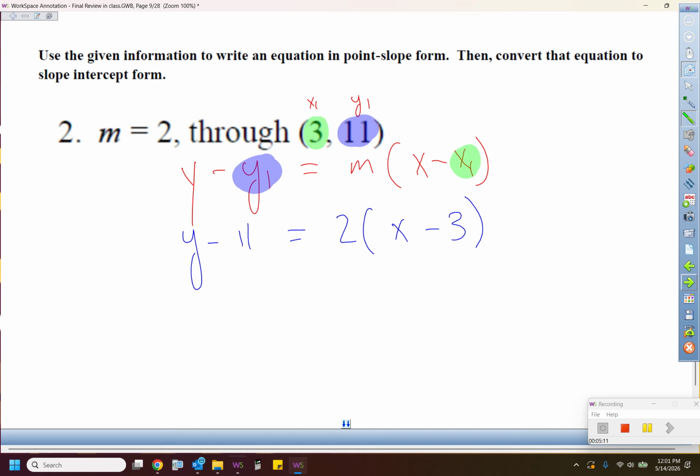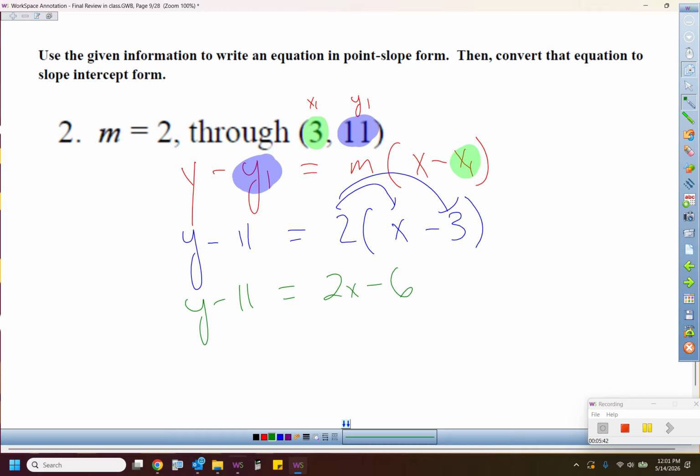So let's do this. Tell me what this is called. What is that called right there? Distribute, right? So let's distribute that through. You can do it, guys. Maybe you're already there. You were going faster than I thought.